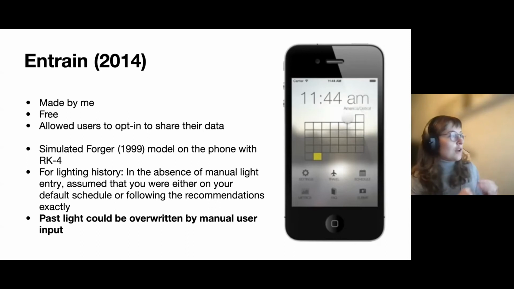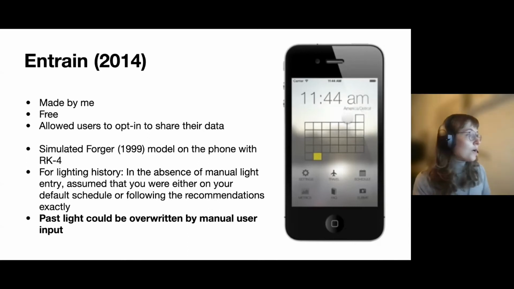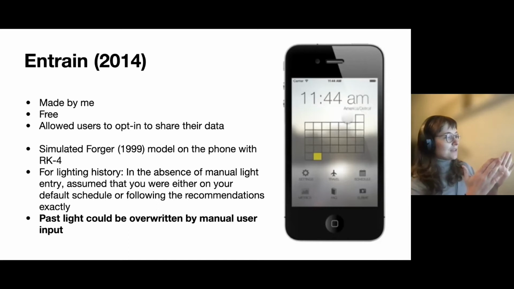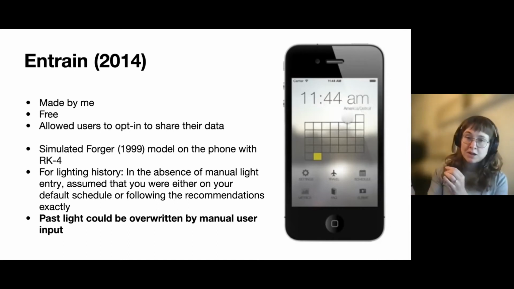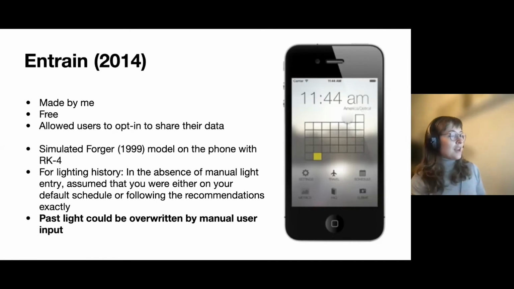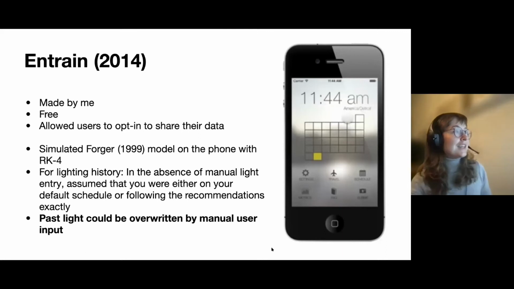And what it was doing under the hood was simulating that Vanderpool oscillator model on the phone. And for lighting history, because that model needs to eat lighting history, it was assuming that you are either on a default schedule or following recommendations given by the app exactly, unless you went in and manually overrode what the lighting was. So you could go and you can edit that.